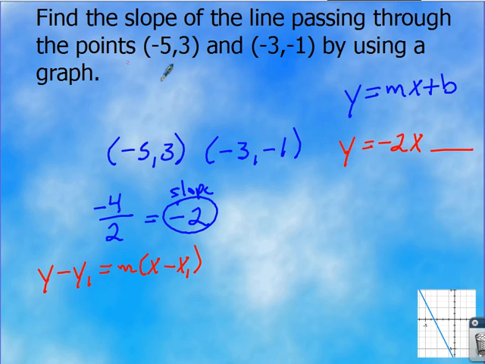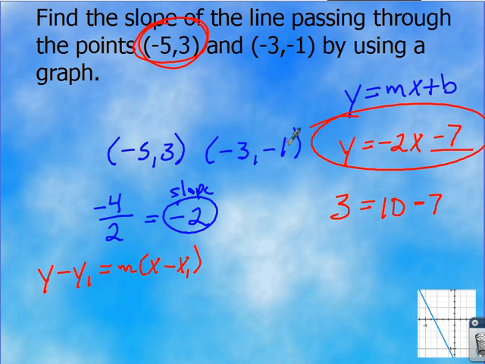But here's what I'm going to have to do. Since I do not have a y-intercept, you could graph it. I wouldn't. I just plug these points in. Let's plug this one in. So when y is 3, x is -5. So -2 times -5 is 10. 3 equals 10. Wrong. It does not. Make it true. 3 equals 10. Take away 7. So this would be y equals -2x minus 7.